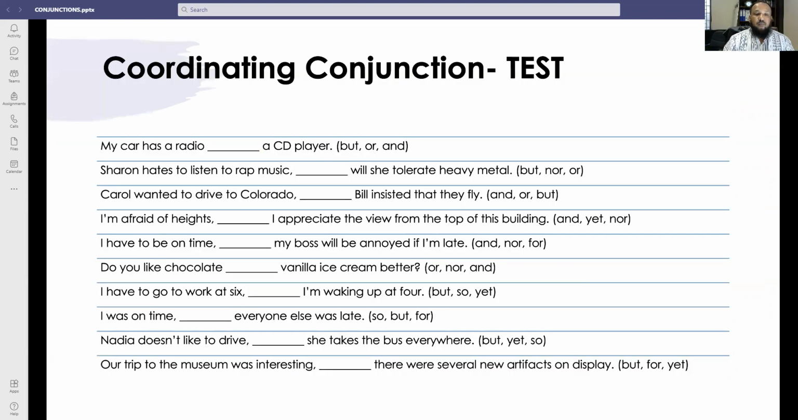Move towards the test. For all these things, I have given the test and options are over there. यहाँ देख सकते हैं हम लोग कि my car has a radio, a CD player. यहाँ पर जो blank है, यहाँ पर आप button use कर सकते हैं or, but, and, which is the suitable one. You have to add that. So ten are there, and three options are given for each. You may use any of them.